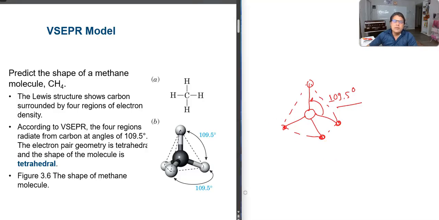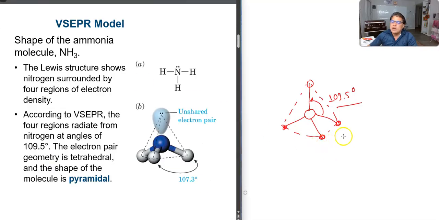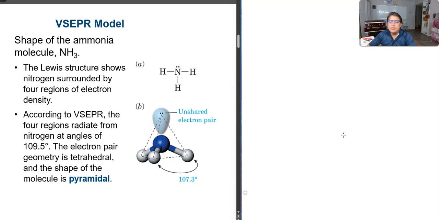We will go through some examples, and then you will understand. Now let's see NH3. Nitrogen has a lone pair, right? Here is hydrogen, and here is another hydrogen, and here is the other hydrogen. They will repel each other, right? This is the repulsion here, and this is the repulsion here. Here is the lone pair.